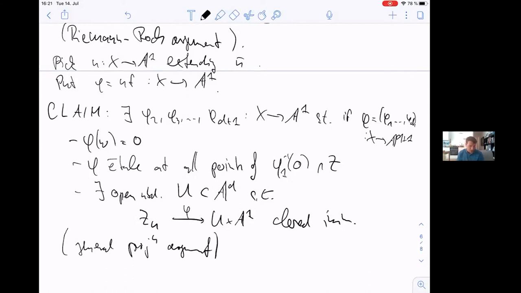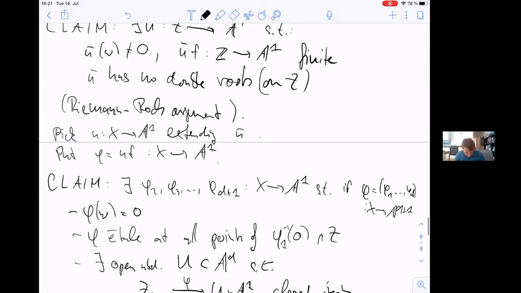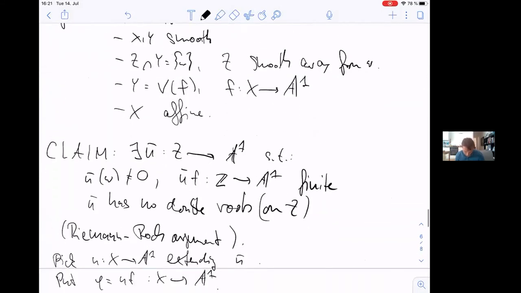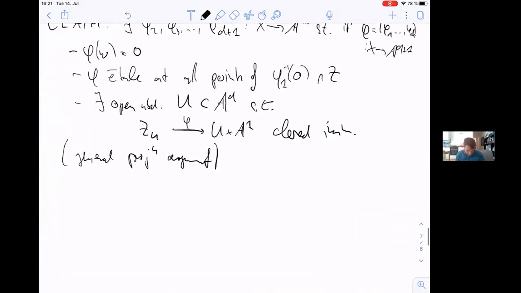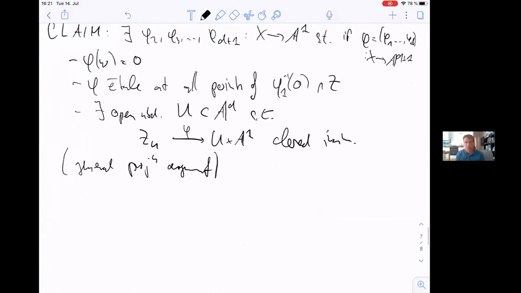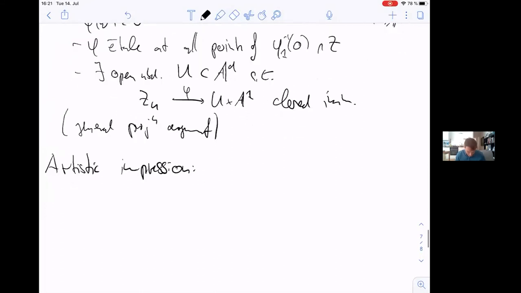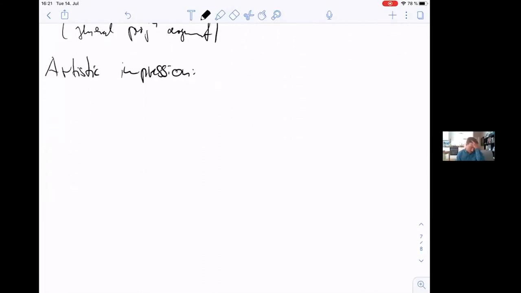Okay, so now I'm sure you all remember all the functions and schemes and everything that we had so far. But just in case that you don't, and also so that I feel like I'm telling you something, let me try to give you an artistic impression of what's going on. So I hope this is going to work and help, but let's try. So what had we done, right? So we had our scheme X, or smooth scheme X.